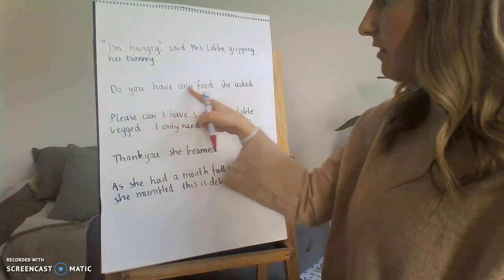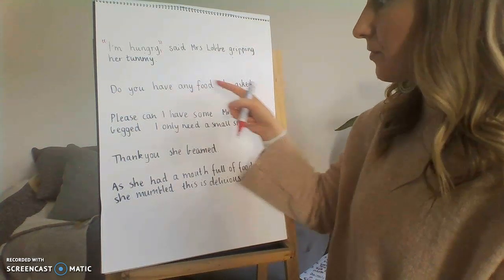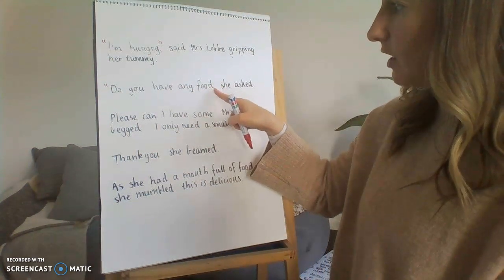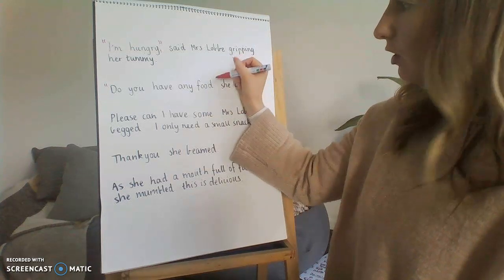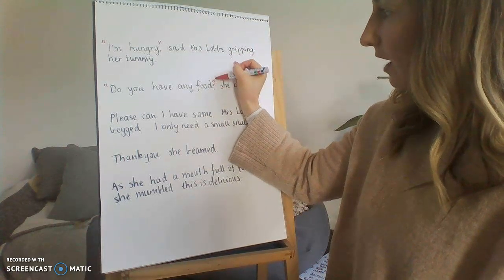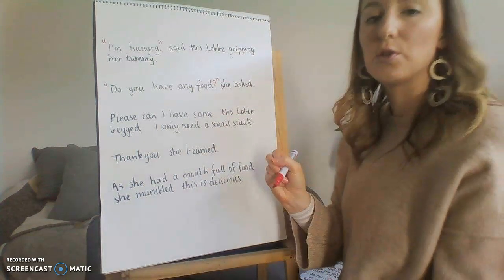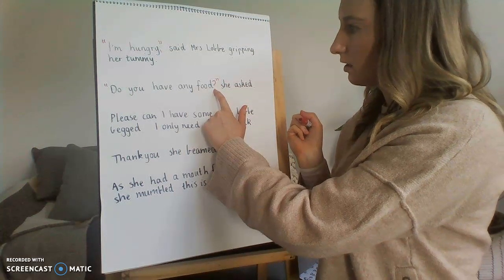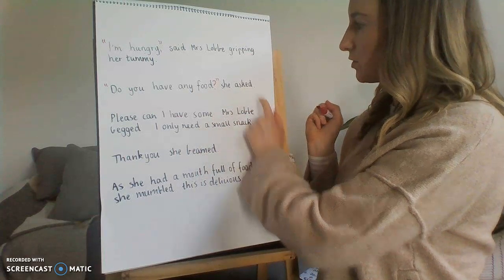"Do you have any food?" she asked. We need open talking marks. This is the dialogue, "Do you have any food?" Now it's a question, so we don't need a comma. We need a question mark, and then our closed talking marks go outside of the question mark. And then I put a full stop here.